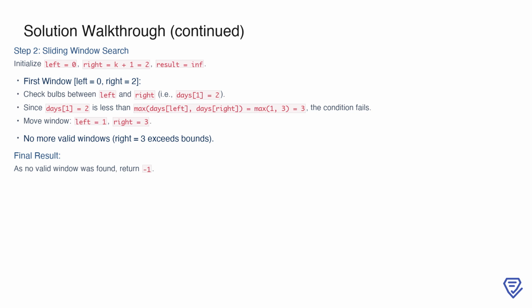However, at this point, right exceeds the bounds of the array, so no more valid windows exist. Thus, no valid day exists where there's exactly one empty slot between two blooming flowers in this example. As a result, we return -1.